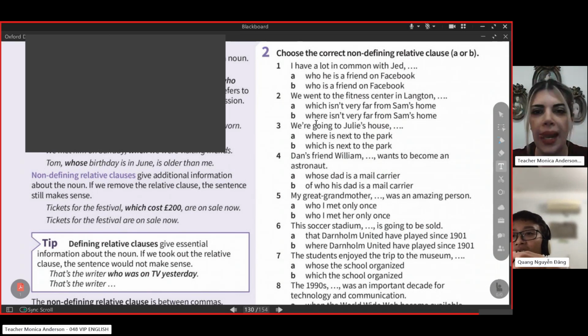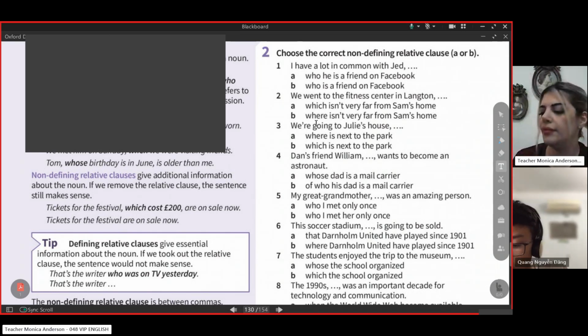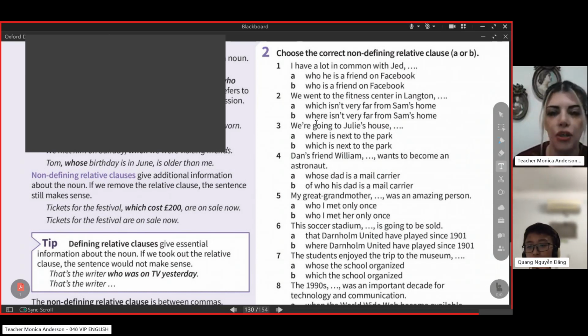Four. Dance friend William, who wants to become an astronaut. Okay, dance friend William. Who is that? Who's that? Who's. Excellent, A.